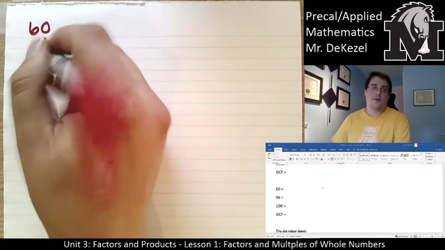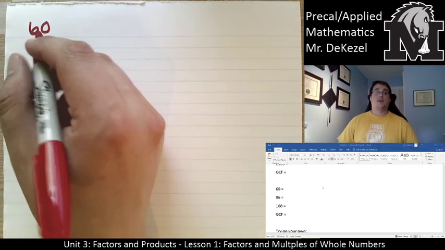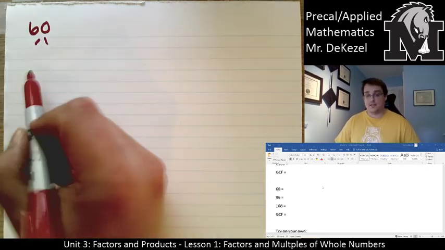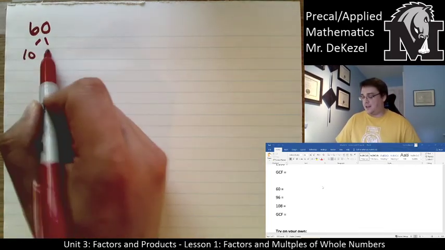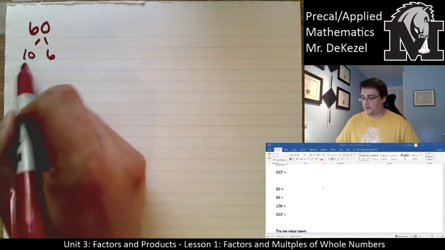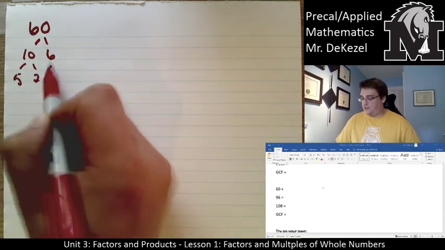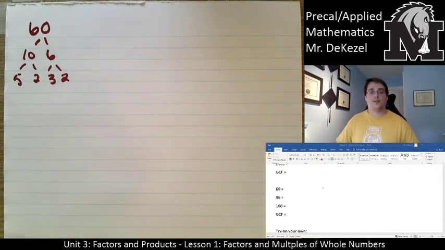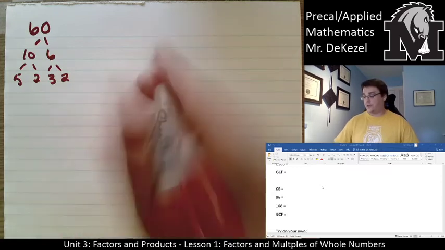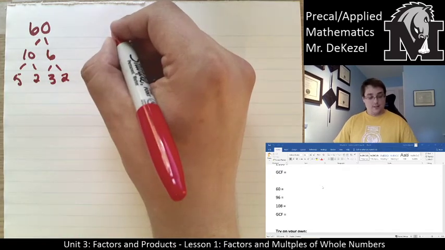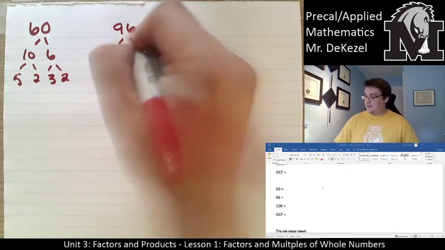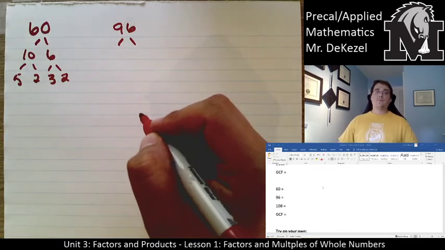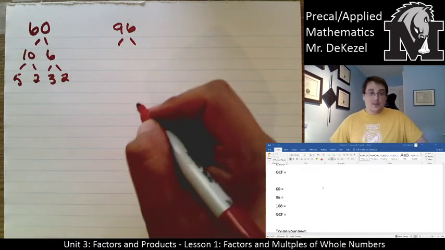We've got 60. I wrote it really close because I know that it's not going to be very many trees long. I'm going to take 10 and 6 because I lop off the 0. 10 I know is 5 and 2. 6 is always 3 times 2. You get into a pattern where you see a number and you know what its prime factors are, and you can just do it real quick. Let's see, we've got 96 next. A little bit of a tricky one. I know that 12 goes into 96.